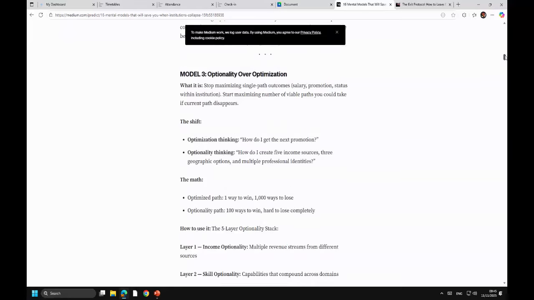So you need to have optionality over optimization. Stop maximizing single path outcomes, such as salary, promotion, status. Start maximizing viable paths. How can I create 5 income sources, 3 geographic options, multiple professional identities? Okay?